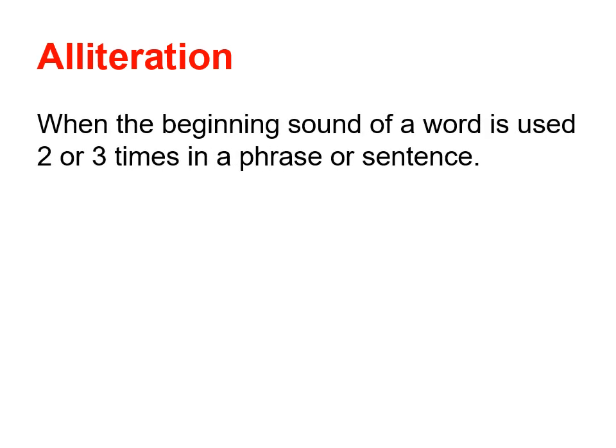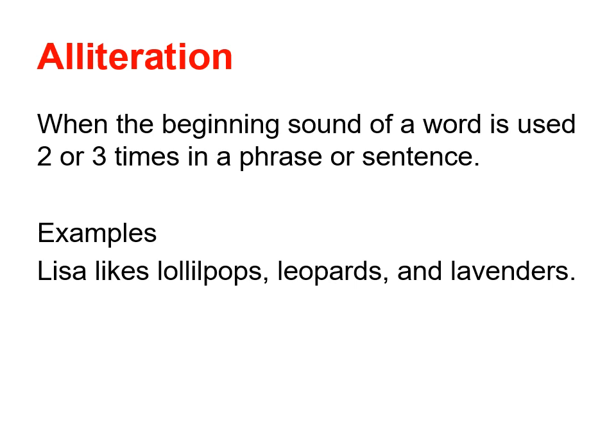We're moving on to alliteration. I believe some of you are familiar with alliteration. Alliteration is when the beginning sound of a word is used 2 or 3 times in a phrase or sentence. Here are some examples. Lisa likes lollipops, leopards, and lavenders. Which sound did we use to create alliteration? You're right, we used the L sound.